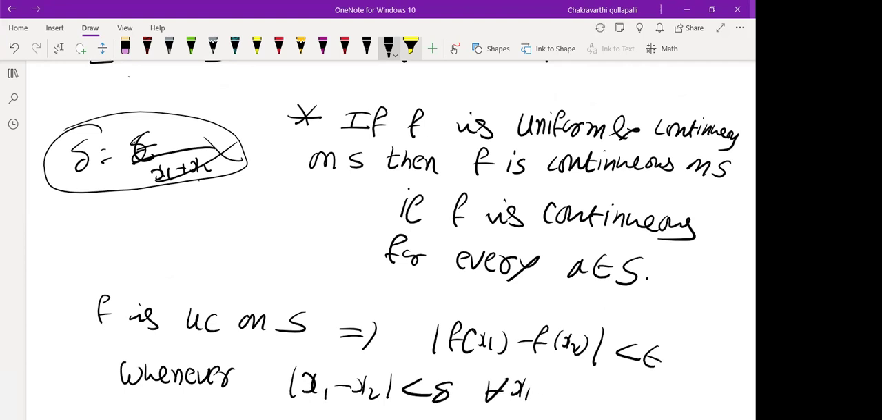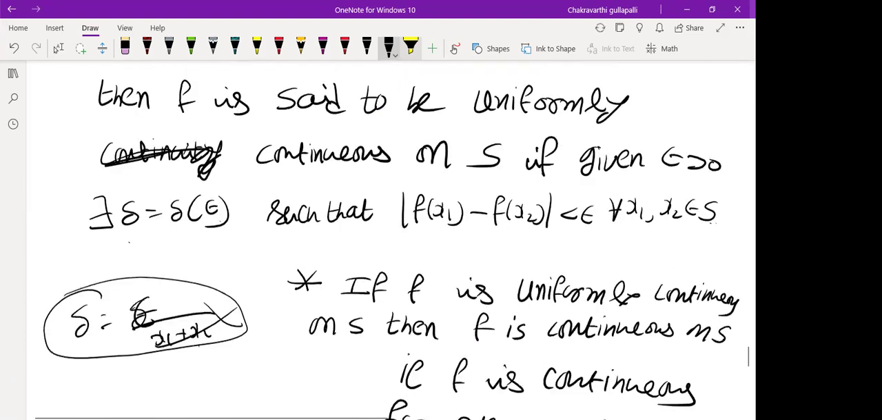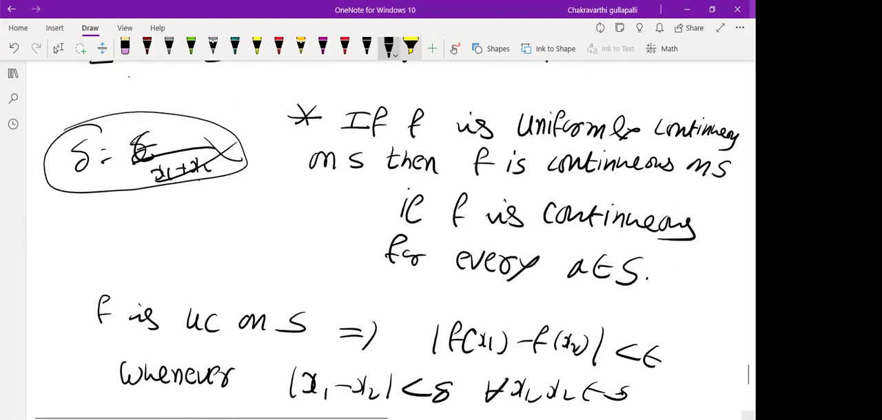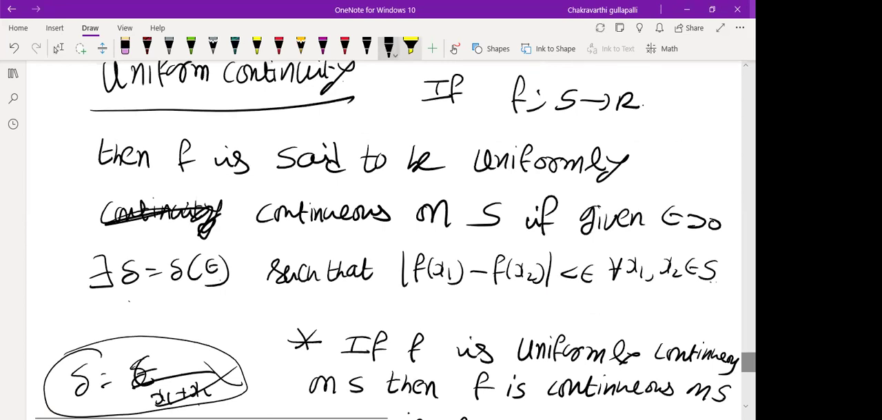For all x1, x2 on S. This is the original definition; here I forgot to write. This such that |f(x1) - f(x2)| is less than epsilon whenever. What is the condition in the definition of uniform continuity? Whenever |x1 - x2| is less than delta.